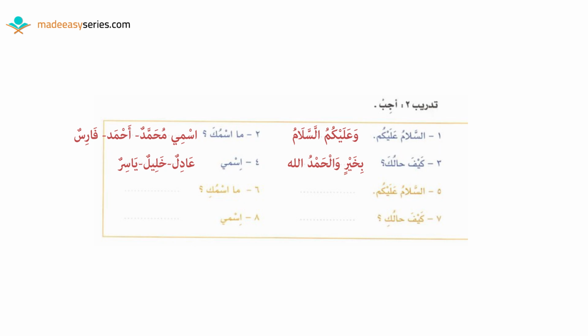Number 5, Assalamu alaikum. The answer to this is the same, just like the first part between males. Wa alaykum assalam. Masmuki, what's your name? Ismi, just write any female name. Ismi Maryam, Ismi Layla, Ismi Sarah, and so on. Number 7, Kayfa haluki. Kayfa haluki means how are you? The answer is the same for both males and females. Bi khayrin walhamdulillah. Number 8, Ismi, my name is, just write any female name. Ismi Maryam, Ismi Zainab, and so on.